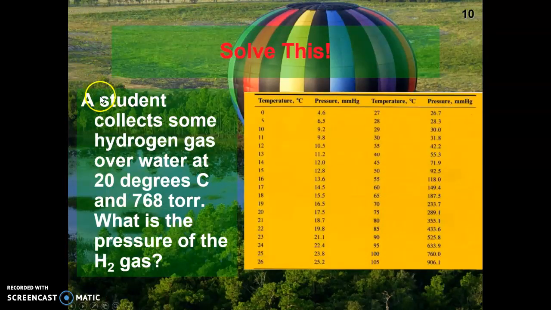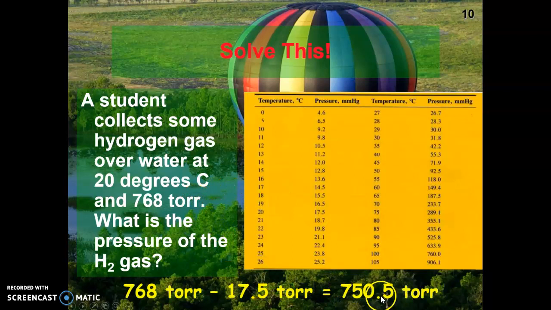So for example, you could have a student that collects some hydrogen gas over water at 20 degrees Celsius and 768 torr. What's the pressure of the hydrogen gas? Well, there's going to be hydrogen gas and water vapor to make a total pressure of 768. So at 20 degrees Celsius, the vapor pressure of the water is 17.5. Subtract that from 768 to get 750.5 torr. That would be the pressure of just the hydrogen gas at that particular temperature and pressure.